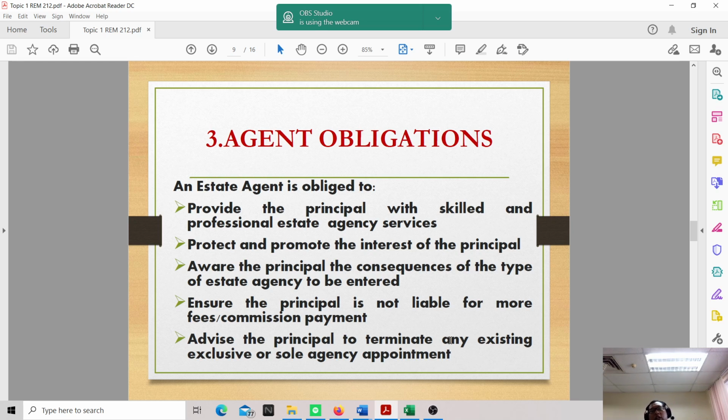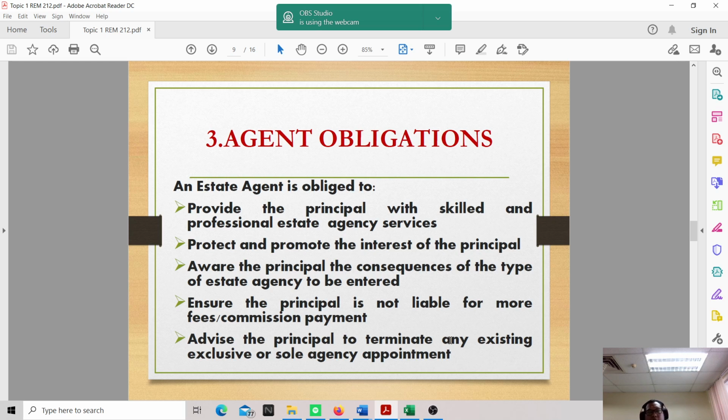So if you cannot honor the principal's request, you have to go back to the principal and tell them, okay, we have received a 250,000 ringgit offer. Would you mind lowering your asking price from 300,000 ringgit to 250,000 ringgit? Would you care to lower? So you have to protect and promote their interest. Okay. Make the principal aware of the consequences of the type of estate agency to be entered. So this will be covered afterwards.